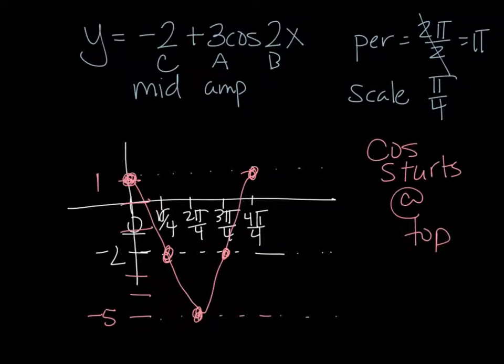Okay, this video is getting pretty long, so I'm going to stop here, and in the next video I'll show you a few examples where there's a negative sine or a negative cosine and show you how that flips the graph over.